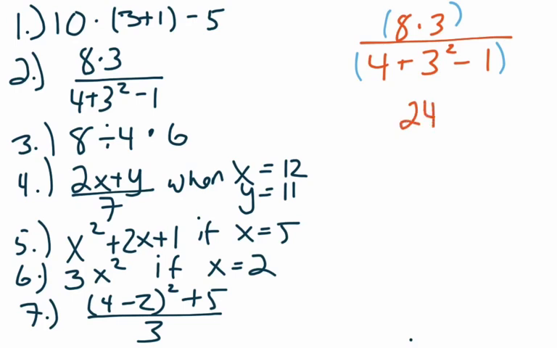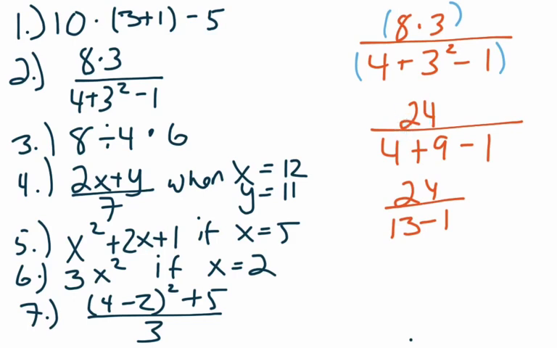Well, 8 times 3 simplifies to 24. Now in the denominator, we have adding, we have an exponent, and we have subtracting. And order of operations says we do that exponent first. And now we're not done yet. We have to go from left to right because we have adding and subtracting. Those are going to go from left to right. So 4 plus 9.